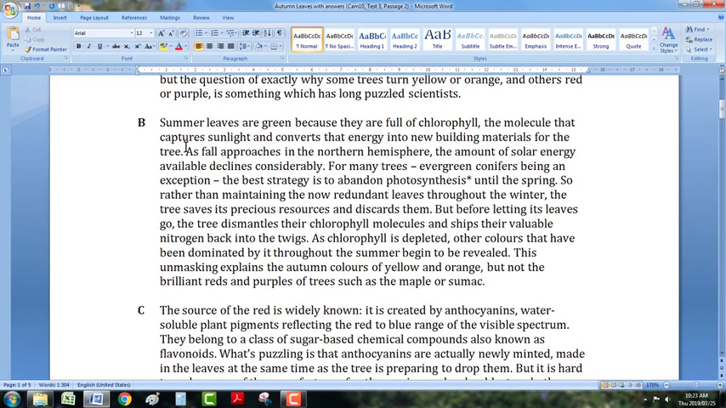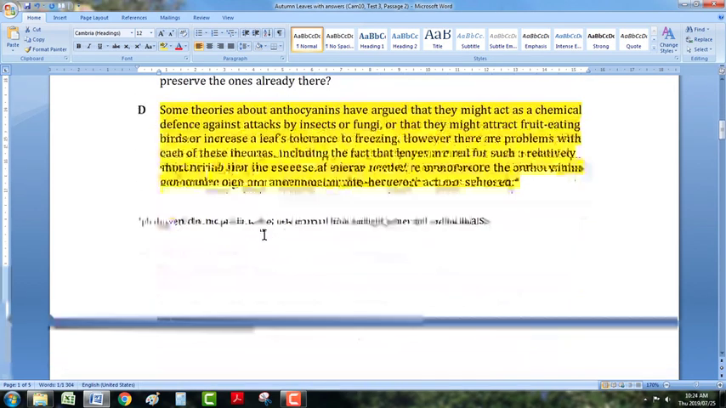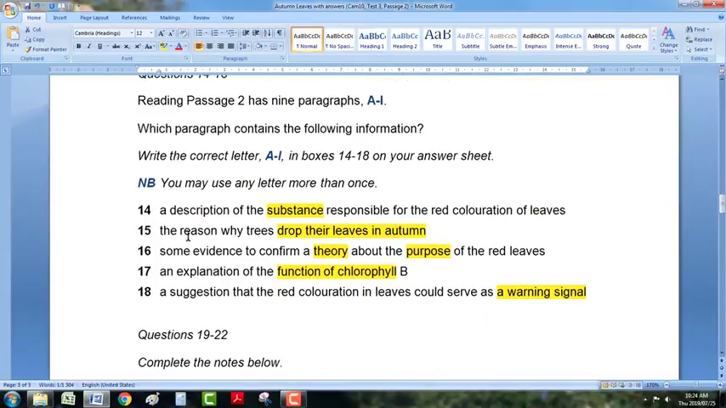That's why I'm not going to just stop there. As fall approaches, fall, I don't know if you know it, fall is autumn. The British say autumn, the Americans say fall. As autumn approaches, the amount of solar available declines. And so now you're kind of reading, detailed reading. So rather than maintaining, the tree saves its precious resources and discards them. But before letting its leaves go, so that's drop the leaves. So there's autumn and there's dropping the leaves, and so we're pretty sure that it's going to be this one.